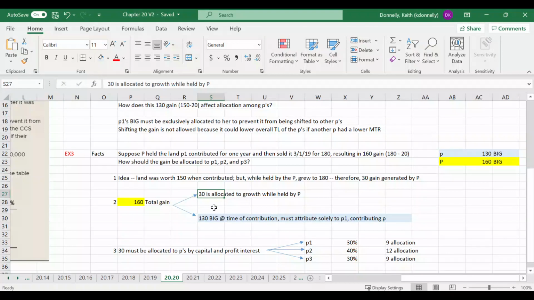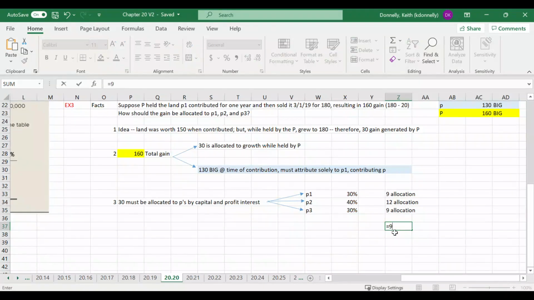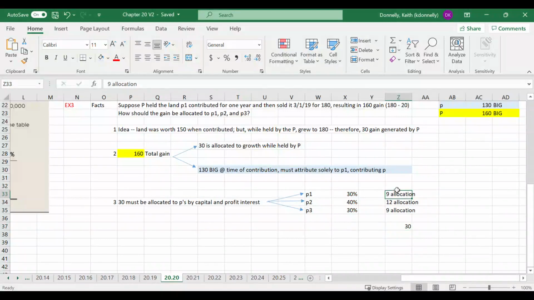Then there's 30 left over, right? With that remaining 30 that's left over, we're going to allocate it based off our capital and profit interests. So in this case, just based off your ownership interests here. So 9, 12, and 9, right? So if you were to do 9 plus 12 plus 9, there you go. There's how the remaining 30 is allocated.